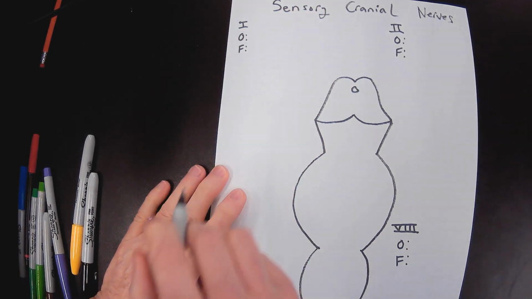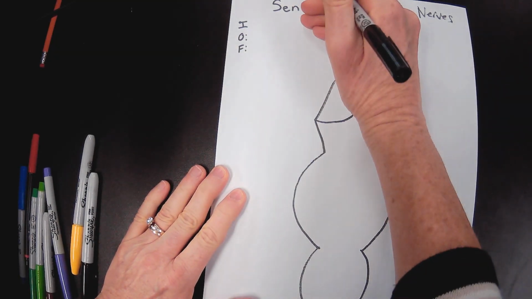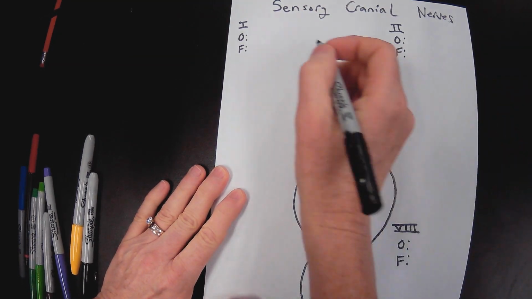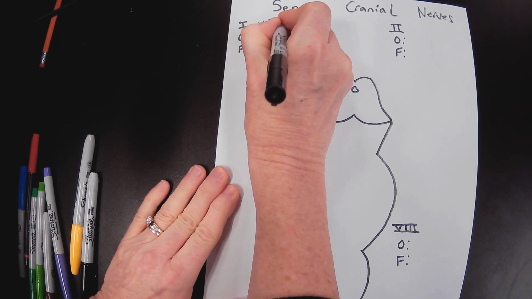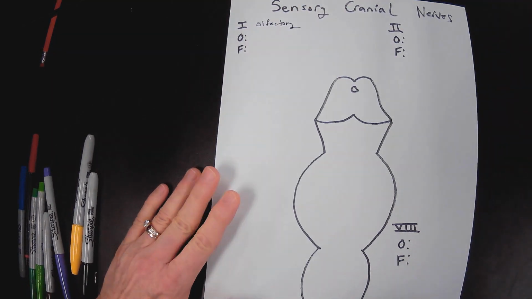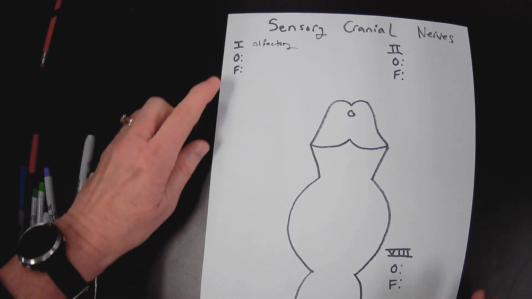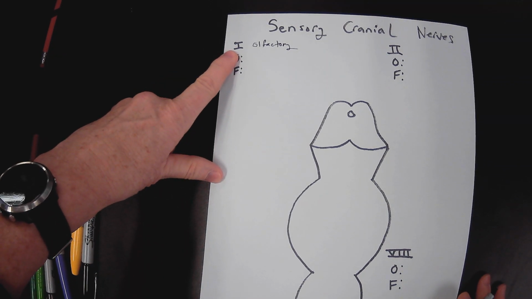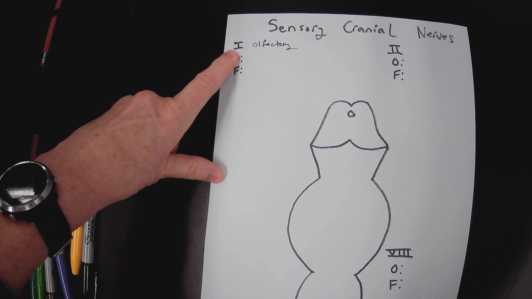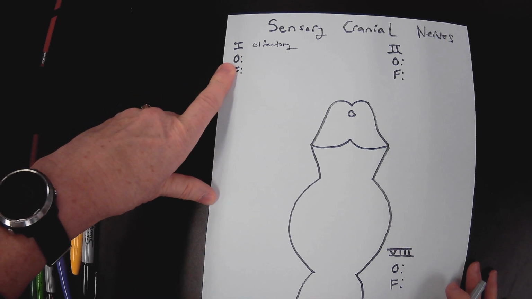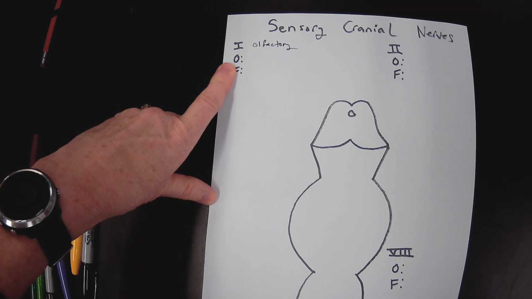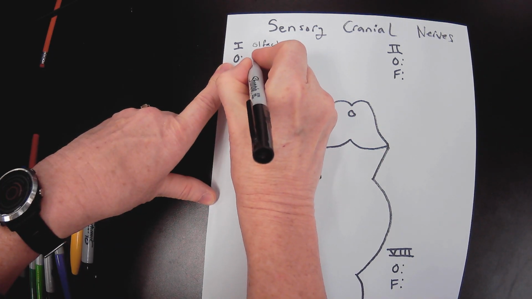Cranial nerve number 1, which we talked about being above the pons proper, is going to be olfactory. The Roman numeral is the cranial nerve number, and then O stands for origin. So does anybody remember what the origin of the first cranial nerve is? Yeah, nasal cavity.